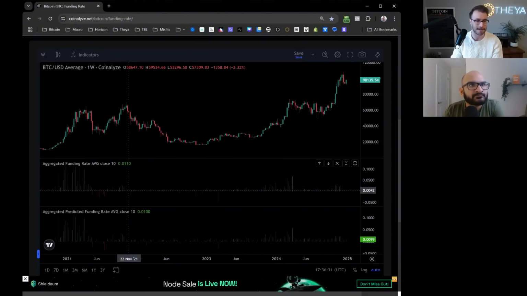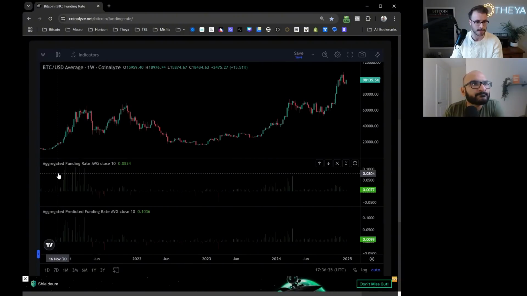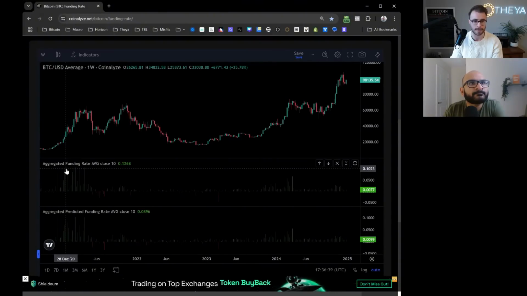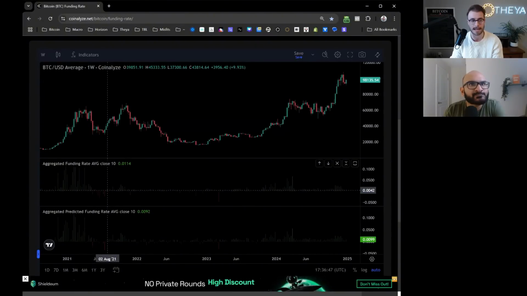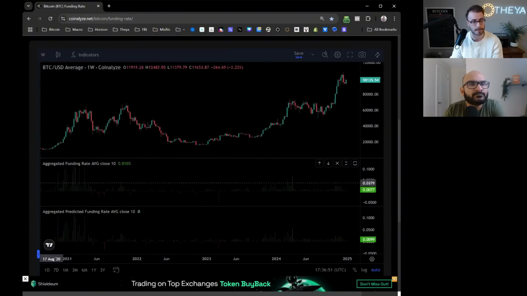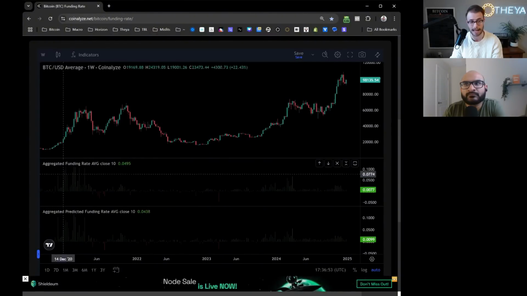You'll notice that during these periods, and these are weekly candles, the average rate during this period that got paid out from leveraged longs to leveraged shorts was 100 times that at its peak, right? Not just 10 times that, but 100 times that during its peak. And so that's really substantial. That's extremely substantial, and it's a testament to how much leverage was present in the market last time.